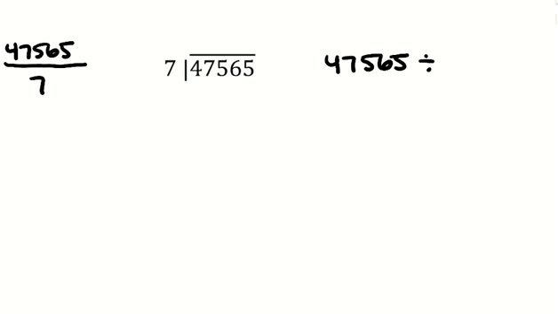And so I'm going to ask, what is 47,565 divided by 7? And so when we do it, we set it up like this. And this is the same as 47,565 divided by 7, or maybe written like this, 47,565 divided by 7. Okay, so for all of these, the dividend is the thing you're dividing up. The divisor is the thing you're dividing by.